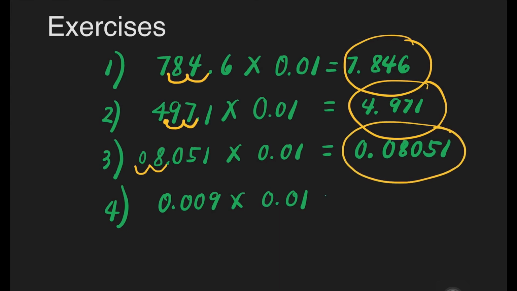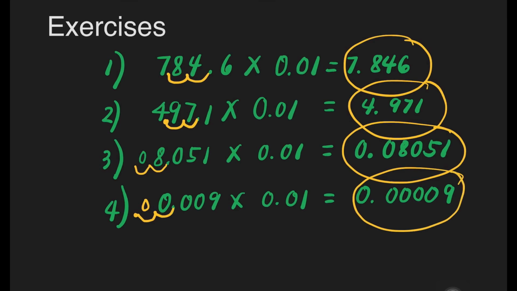And the last one, just move 2 decimal places to the left. That's going to be 1, 2. We'll just put another 0 here and then the decimal point before that 0. So the answer will be 0.00009. We have 4 zeros before the 9. So it's going to be 9 hundred thousandths. That's the final answer. I know it's less than 1 minute.